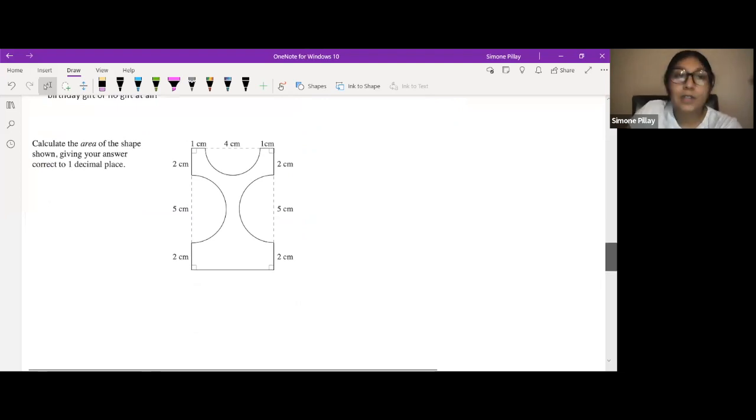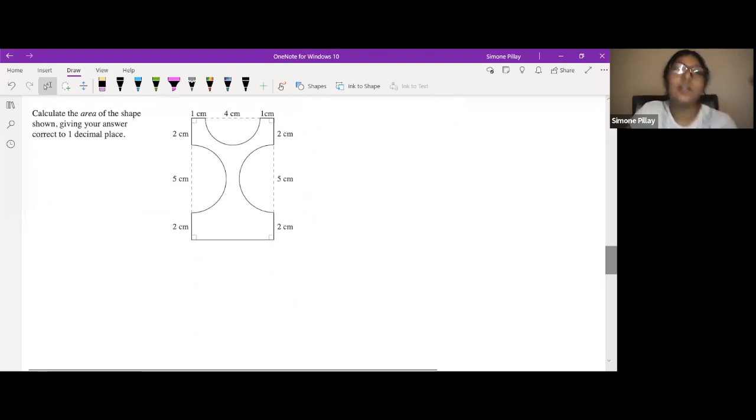Okay, here we are. We are at the area of the shape. Again, let's not panic, guys. Let's not panic. Anybody want to help me? Anybody? Somebody? I will start us off. Let me show you guys how it's actually super easy.